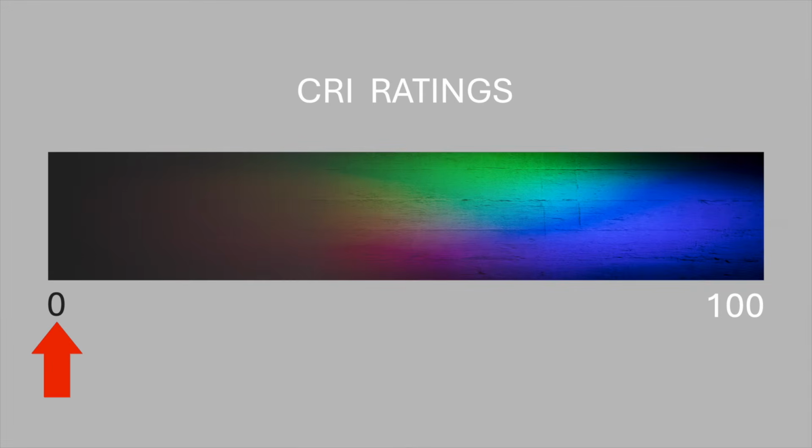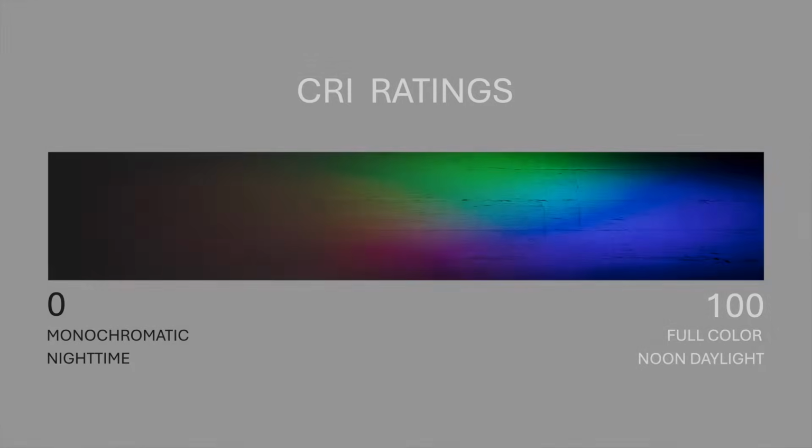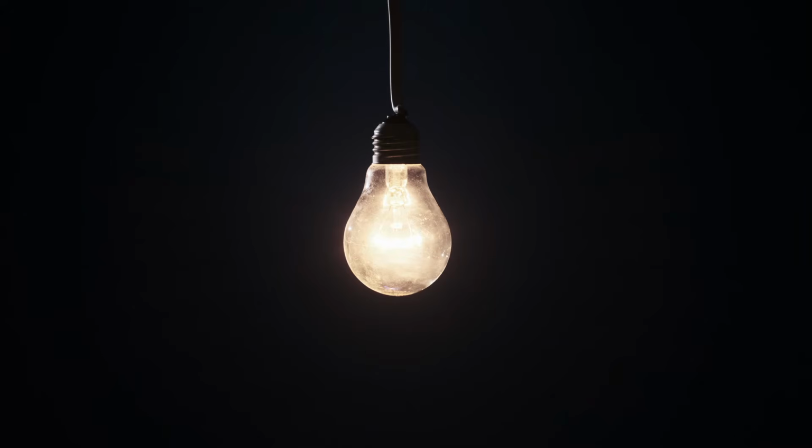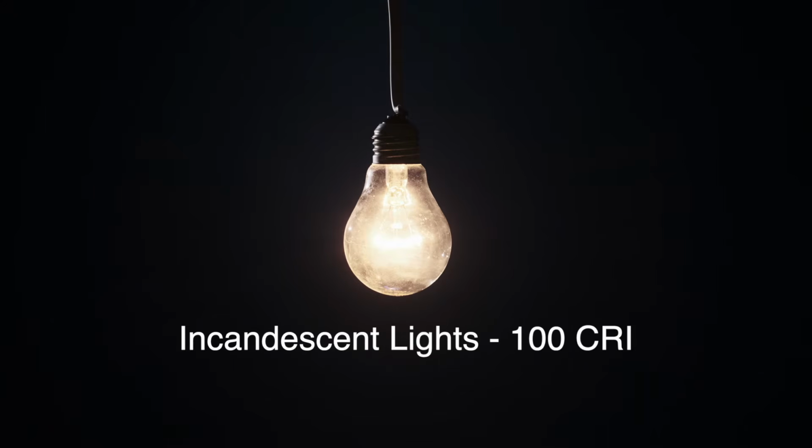CRI values range from 0 to 100. A rating of 0 refers to monochromatic light, basically light at night, for example. And a rating of 100 refers to natural sunlight, or the light at noon. Believe it or not, incandescent lights tend to have a CRI of 100.